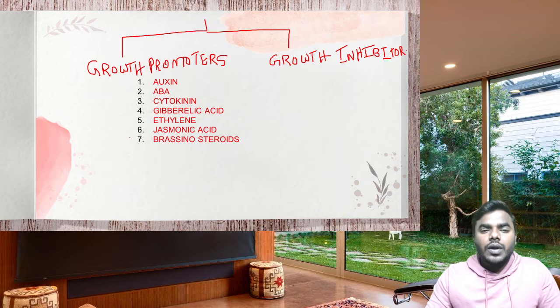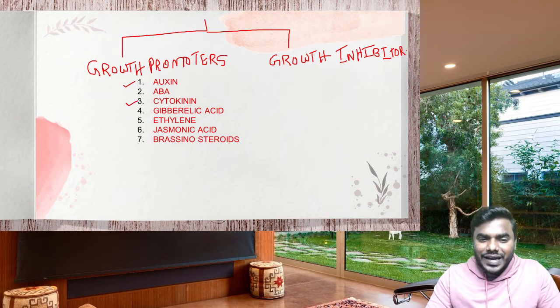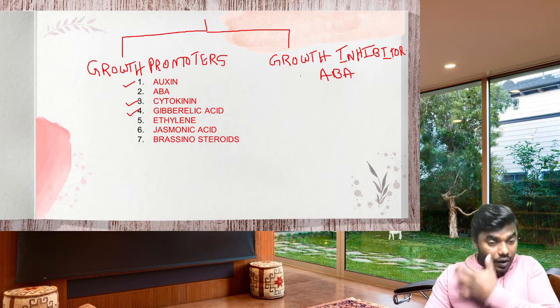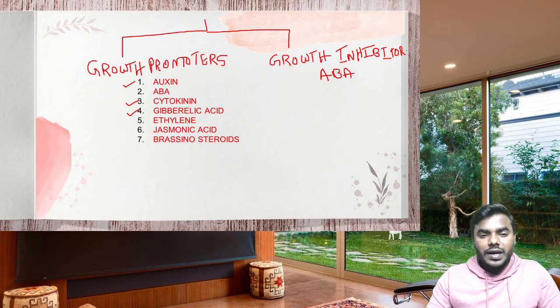Okay, now growth promoter, the name itself indicates, right, it is going to promote the growth. What are the examples? Auxin, cytokinin, gibberellic acid. And we all know, friends, the one and only growth inhibitor is abscisic acid. So auxin, cytokinin, gibberellic acids act like growth promoters, and abscisic acid acts like a growth inhibitor.